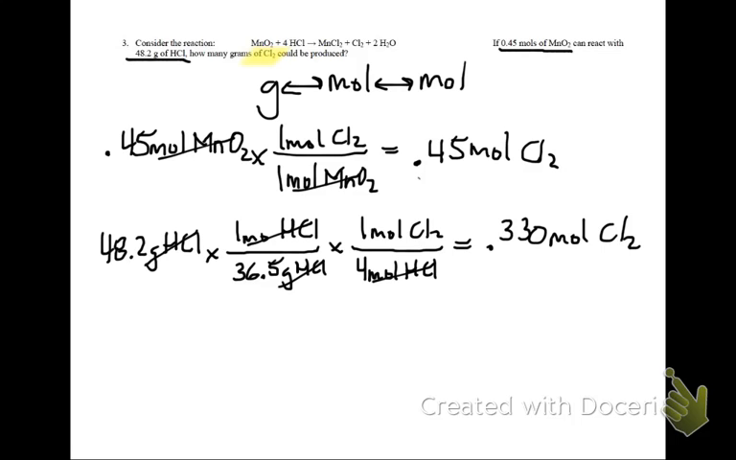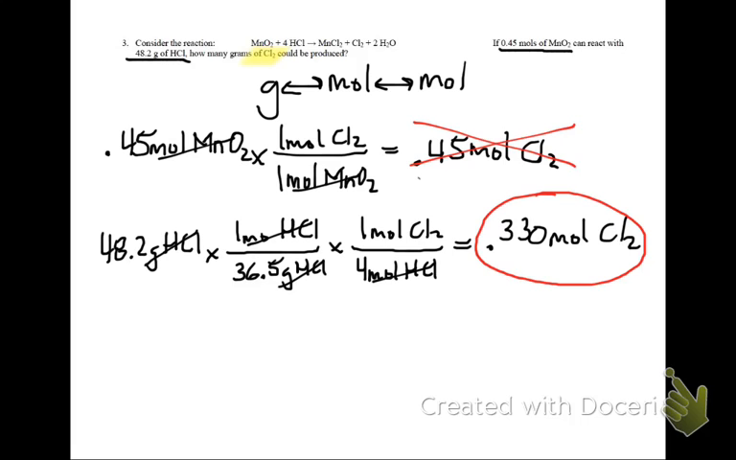So using our knowledge of numbers, we can identify 0.330 as a smaller number than 0.45. So that means the 0.45 is no use to us. We're not going to need it.